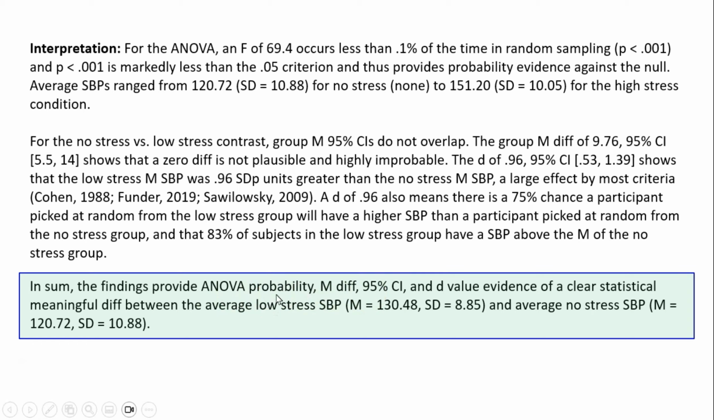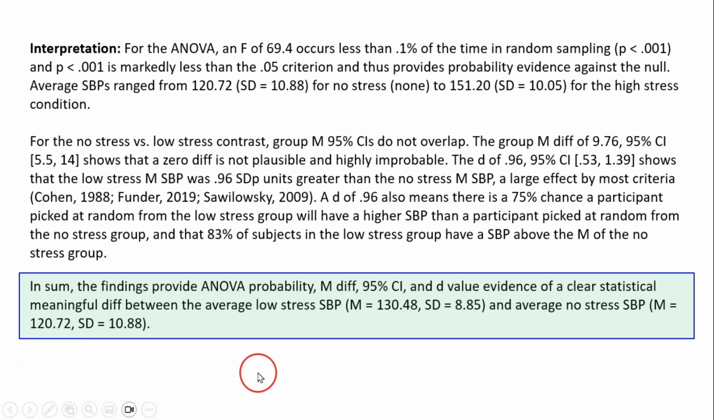We have probability evidence from the ANOVA procedure in general. We have mean difference evidence, 9.76 millimeters of mercury difference. We have confidence interval evidence, meaning that our zero null hypothesis value for the difference between the two means is clearly not in that interval. And finally, we have clear d-value effect size evidence for that statistical difference between those two groups. So that's how you would summarize your results from this, along with any tables and figures that you might have.